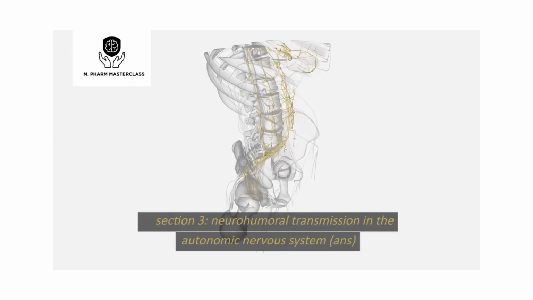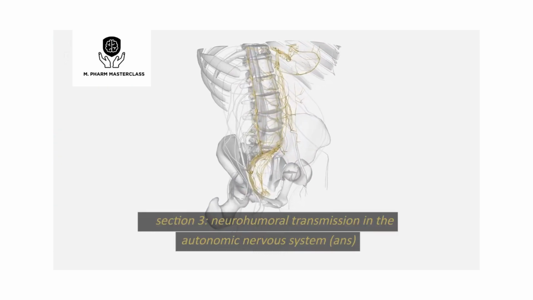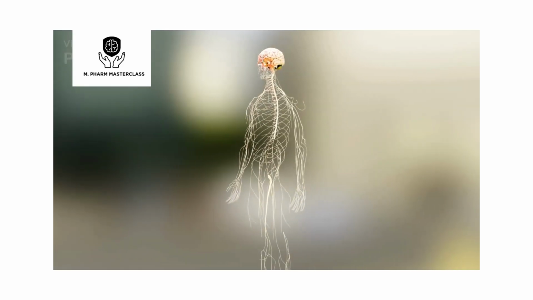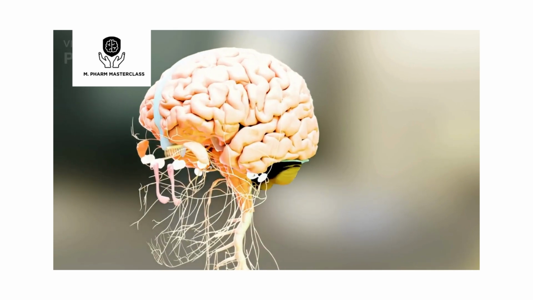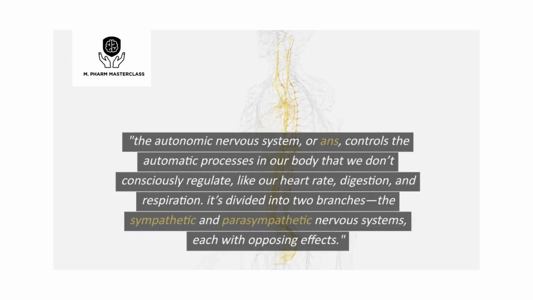Section 3. Neurohumoral transmission in the autonomic nervous system, ANS. Visual. A split screen showing the sympathetic nervous system and the parasympathetic nervous system. The autonomic nervous system, or ANS, controls the automatic processes in our body that we don't consciously regulate, like our heart rate, digestion, and respiration. It's divided into two branches, the sympathetic and parasympathetic nervous systems, each with opposing effects.